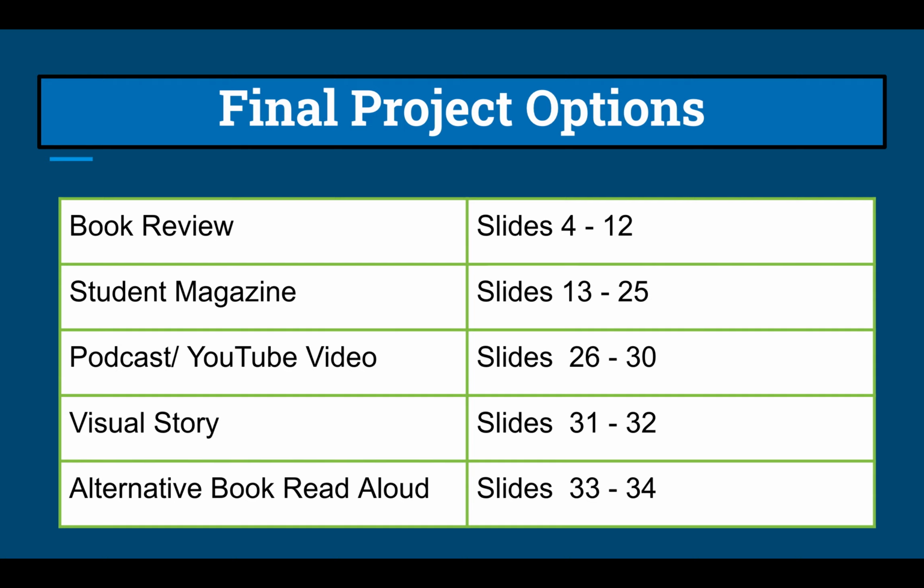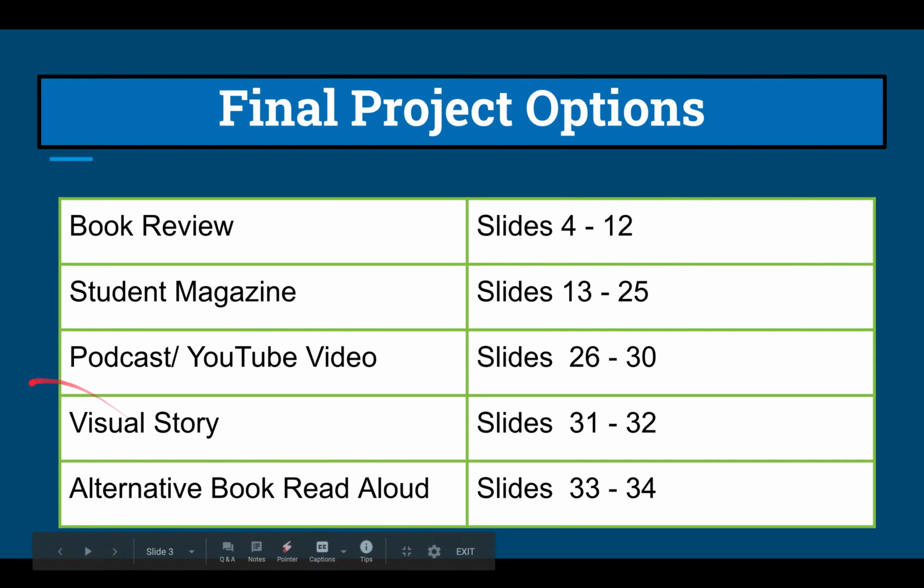These are our final project options. This is called a table of contents, and it's going to show you which pages there are for each option. So the first one we're going to look at is the book report. It is slides 4 through 12. And then we have a student magazine option, and that's slides 13 through 25. You'll have a podcast or a YouTube video. That is slides 26 through 30.